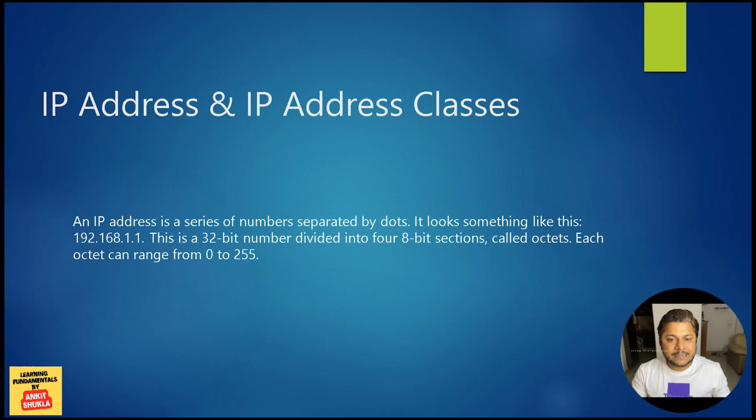Each octet has 8 bits, irrespective of whether it is a 3-digit or 2-digit number. For 192, it has 3 numbers, it still has 8 bits. Similarly for 168, it has 3 numbers, but it has 8 bits. Similarly for 1 and 1 as well. So altogether 32 bits, 8 bits in each section, and each section is called an octet.